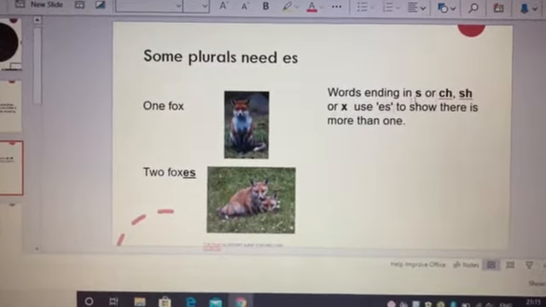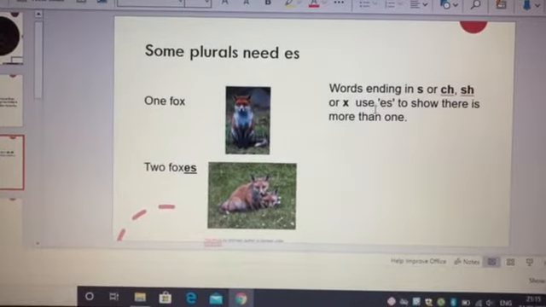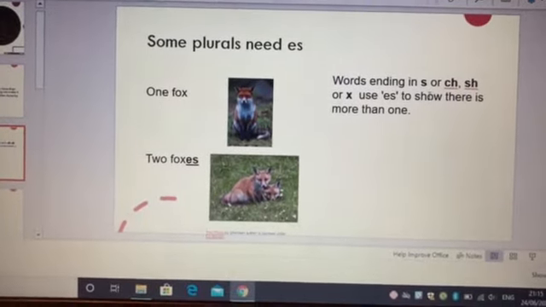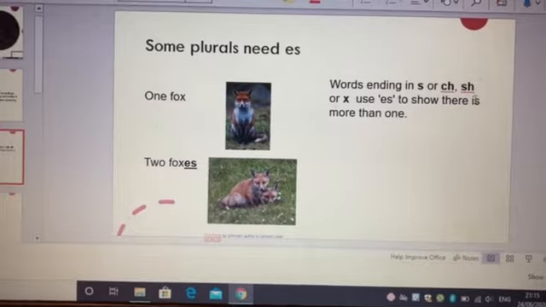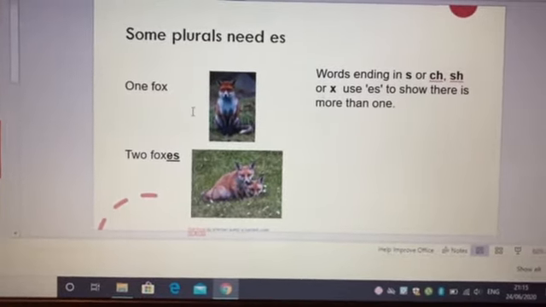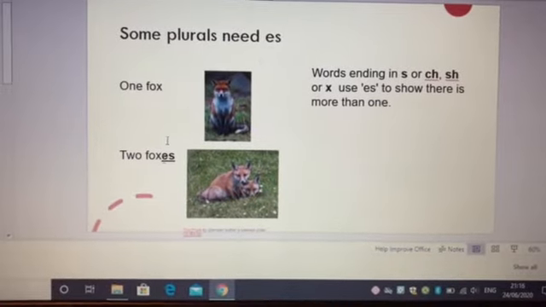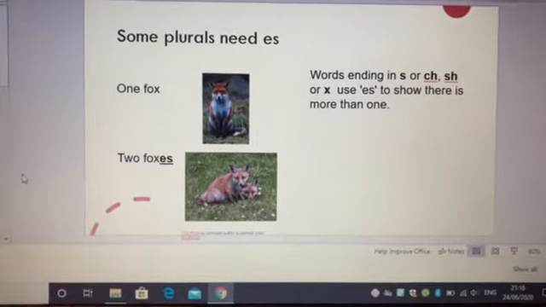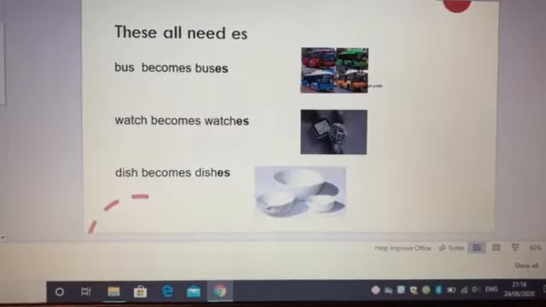Well, there are some clear rules. If a word ends in an S already, or a ch or sh sound, or this X, like in fox, we usually add the ES. Shall we have a go at some, see what you can think? Let's have a look at some already.